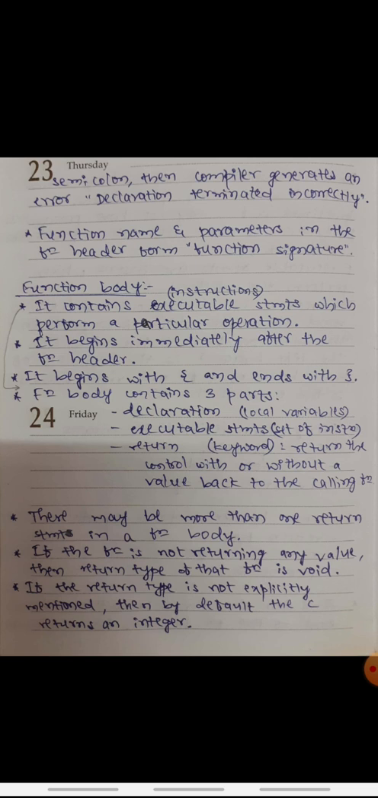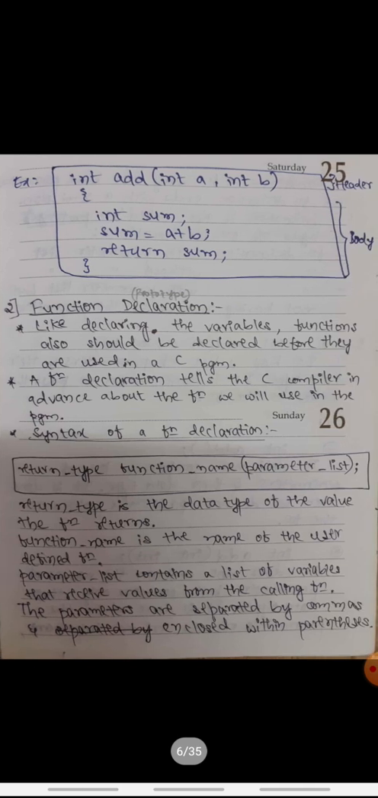There may be more than one return statement in a function body. If the function is not returning any value, then the return type of that function is void. We use the return type void if the function is not returning any value to the calling function. If the return type is not explicitly mentioned by the programmer, then by default C returns an integer. Here is one example of a function definition. So int is the return type, add is the function name, and the parameters are a and b.